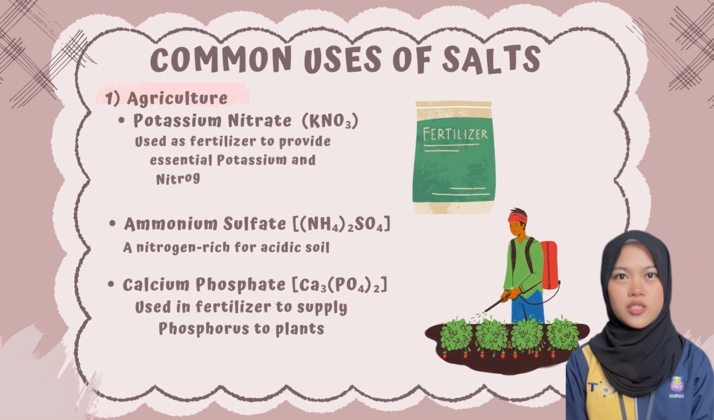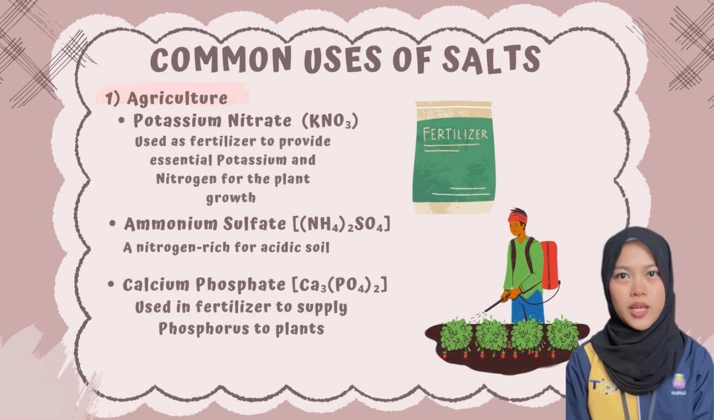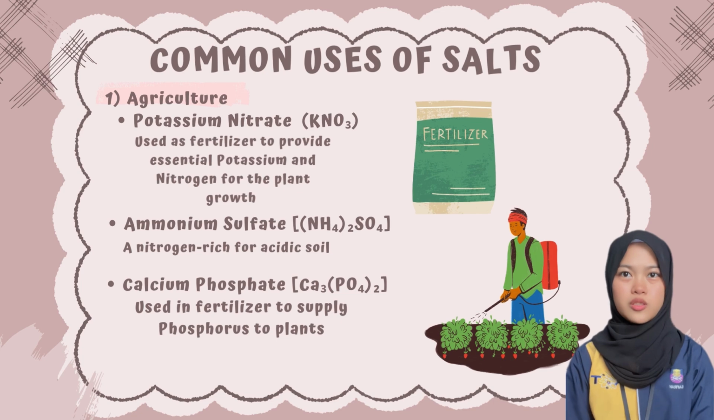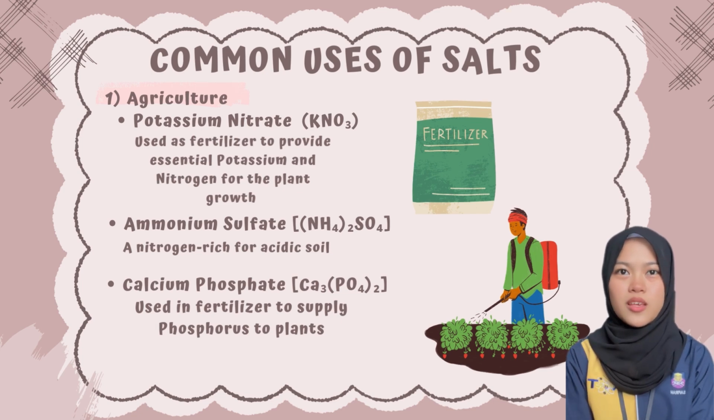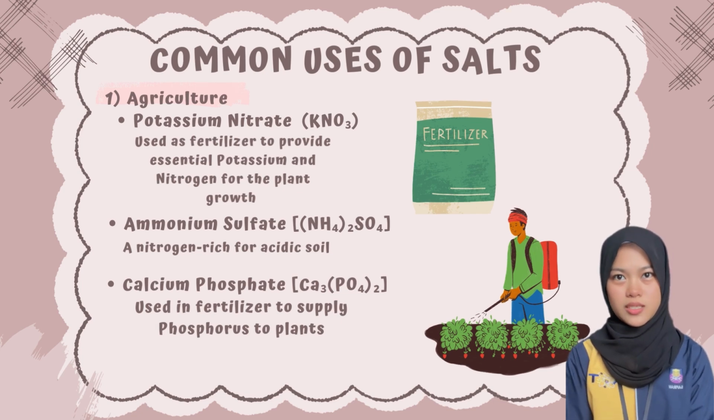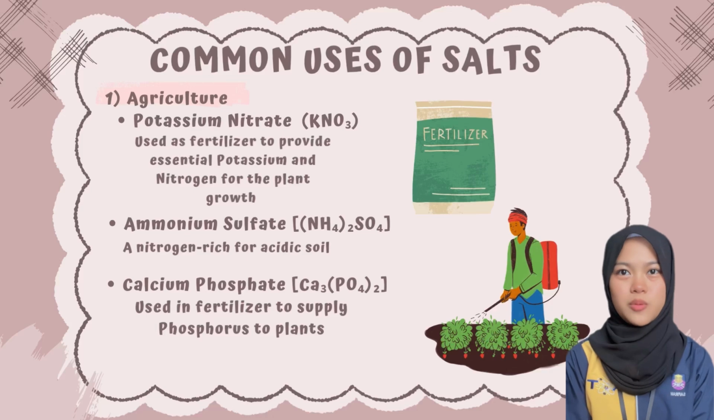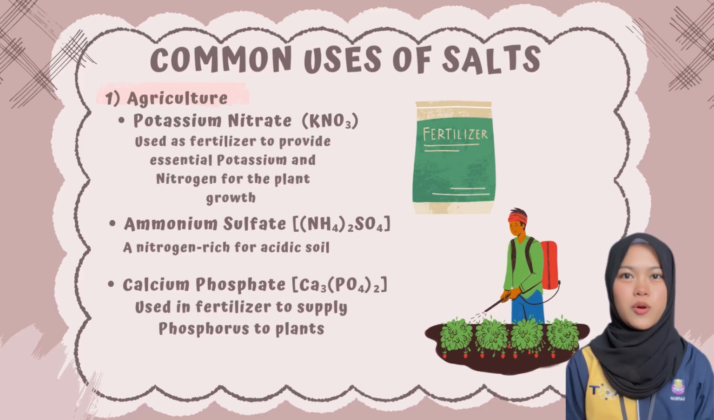Let's take a look at the usage of salt in our daily life. First, we use salt in agricultural activity. As we list here, example number 1, potassium nitrate. We use this as a fertilizer to provide essential potassium and nitrogen for plant growth.